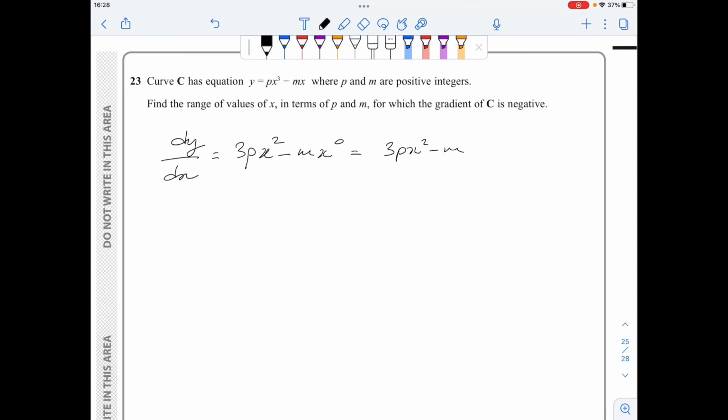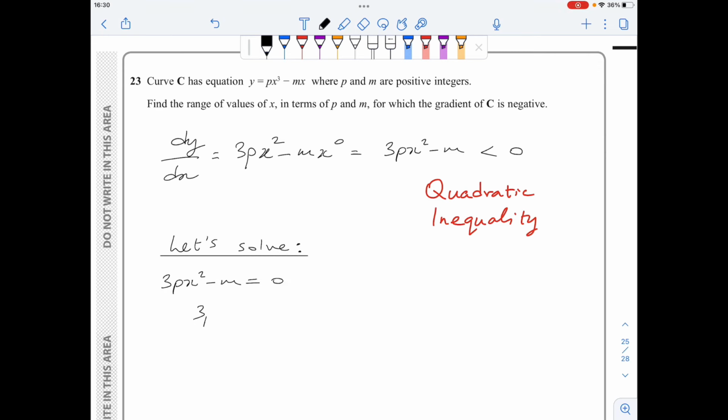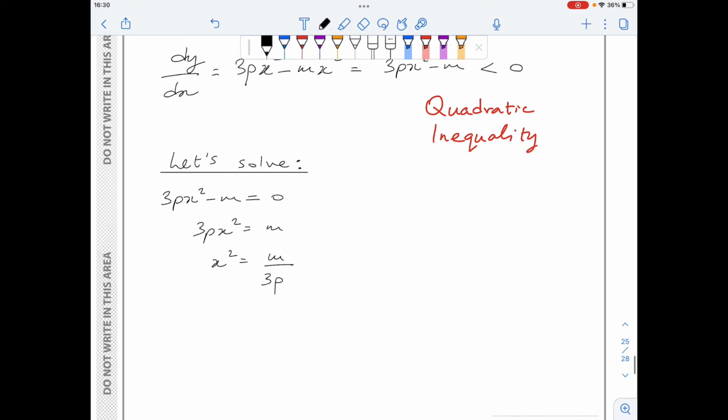And since the gradient is negative, this must be less than 0. So note that I have a quadratic inequality to solve. Now to solve this quadratic inequality, let's first solve the corresponding quadratic equation. So 3px squared is equal to m. So x squared is m over 3p. So x is equal to plus or minus the square root of m over 3p.